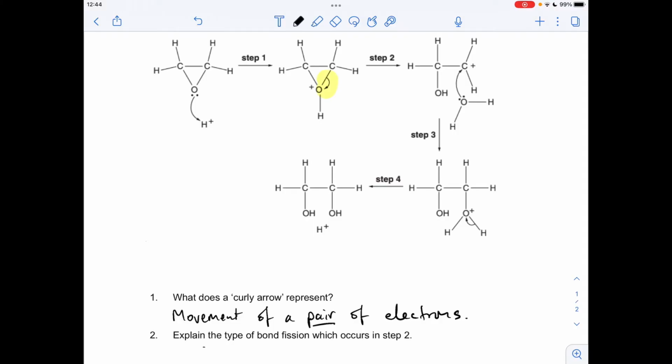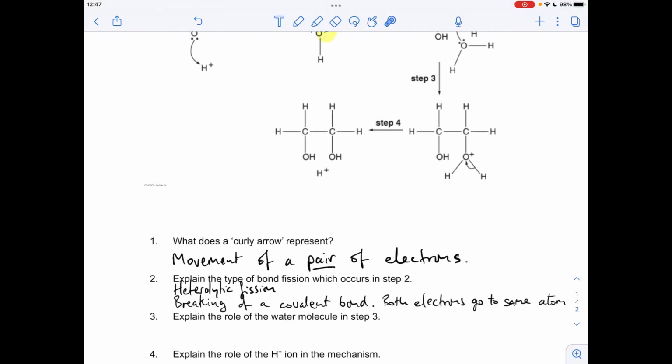Moving on to question 2, explain the type of bond fission which occurs in step 2. So you can see I've already highlighted the bond involved. So the type of bond fission is heterolytic, and that's because the covalent bond that's broken, so this bond here, both of the electrons go to the same atom. So there's my answer. The type of fission is heterolytic fission. So the explanation, heterolytic, both electrons go to the same atom. Fission, the breaking of a covalent bond.